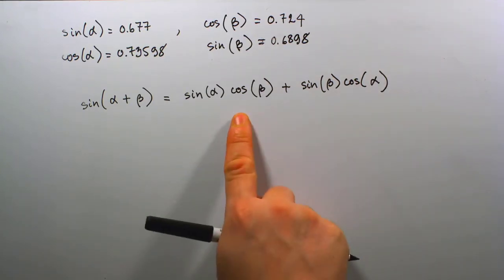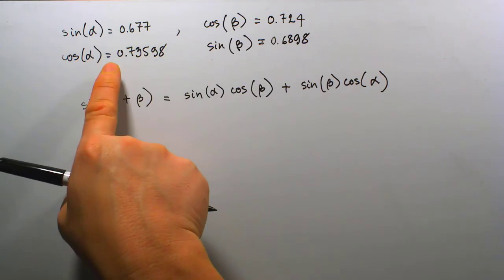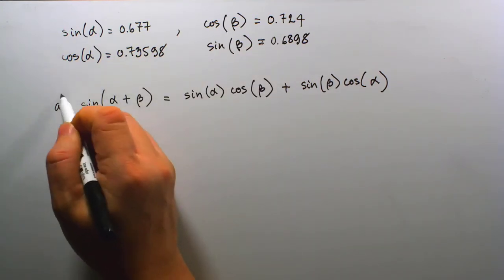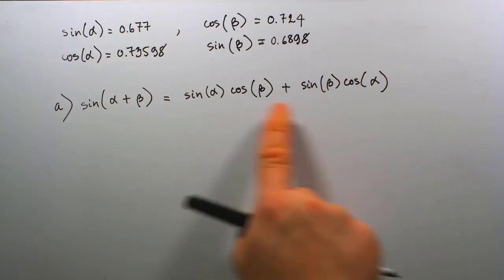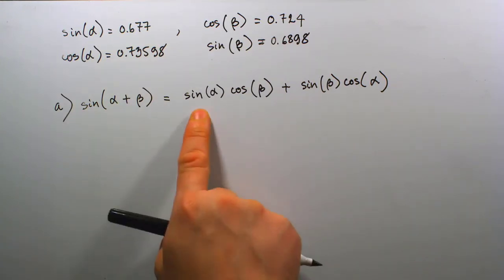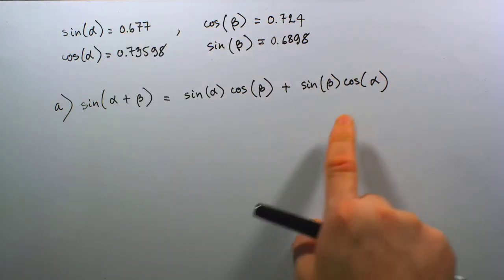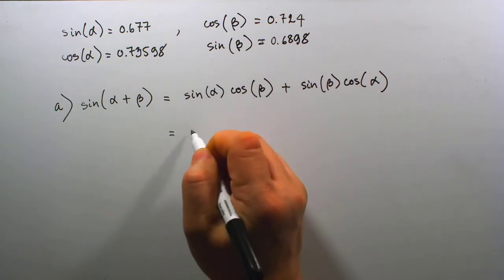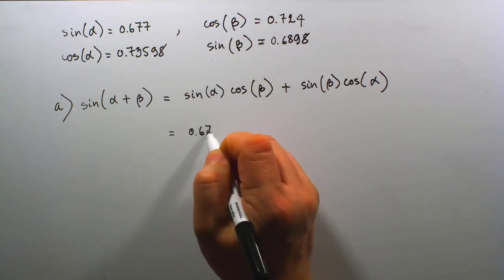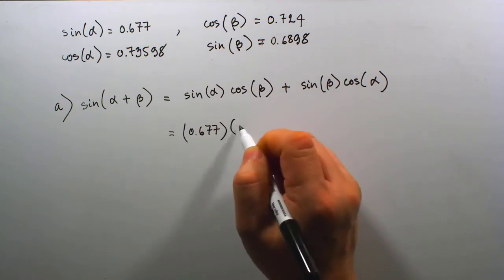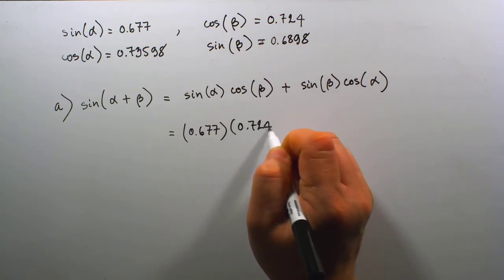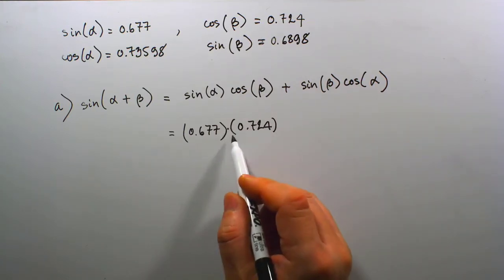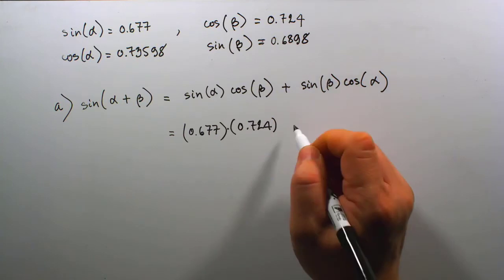And now the entire usefulness of having all of these missing partners found before I get into part A and part B is that now we have all of these values ready. So sine of alpha was given. Cosine of beta was given. So these are 0.677 and 0.724. And of course, those two are in product. So 0.677 times 0.724, and we're going to add.